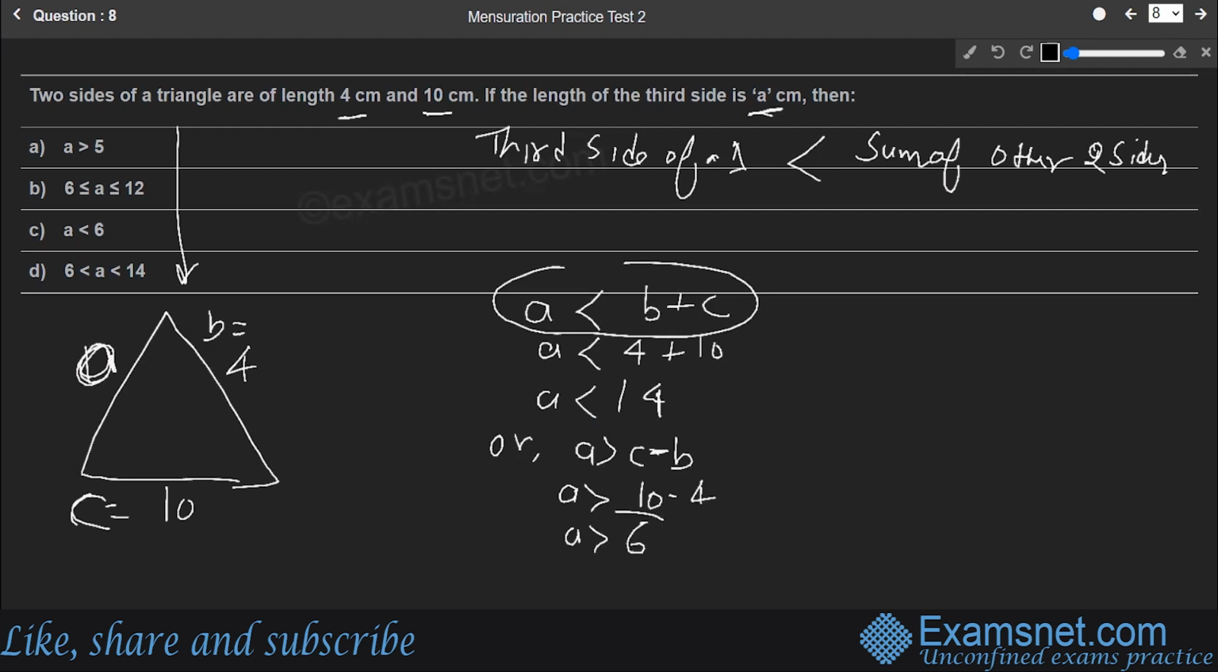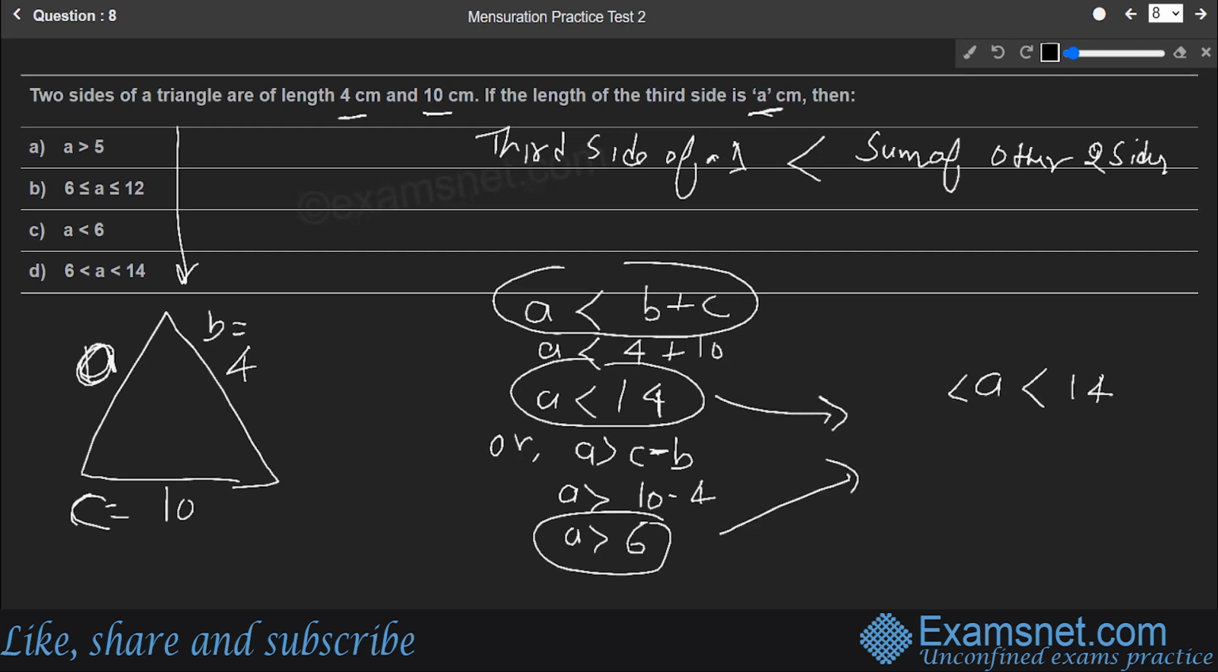So we have got two conclusions. One is A is less than 14, and the other is A is greater than 6. So clearly A lies between 6 and 14. That's what we can conclude out of these two. This is how the final conclusion of our result is, so this is going to be the right answer, available in option number D.